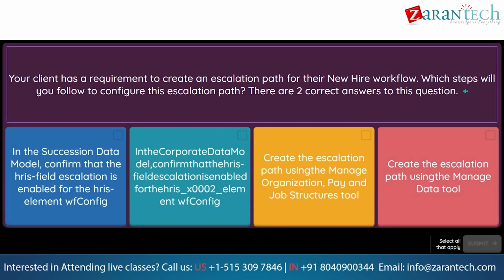Question: your client has a requirement to create an escalation path for their new hire workflow. Which steps will you follow to configure this escalation path? There are 2 correct answers to this question. Option 1, in the succession data model, confirm that the HRIS field escalation is enabled for the HRIS element WF config.